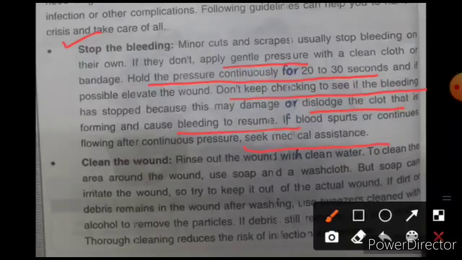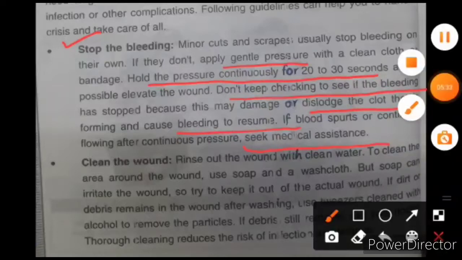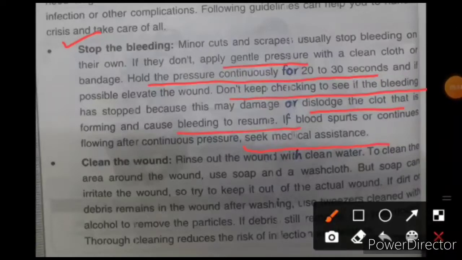Now this point is also important because when they are saying that if the blood is flowing continuously and it doesn't stop while applying pressure, then you should seek medical assistance. And why is this important? Because some people, just like diabetic people, their blood doesn't stop.